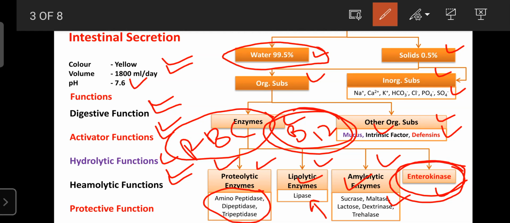Next, it also has functions like protection of the body, because it consists of defensins and cytokines. Those have the capability to kill microorganisms, which are present in our food. So due to the presence of defensins, the small intestinal secretions, or small intestine, participate in the defense mechanisms.